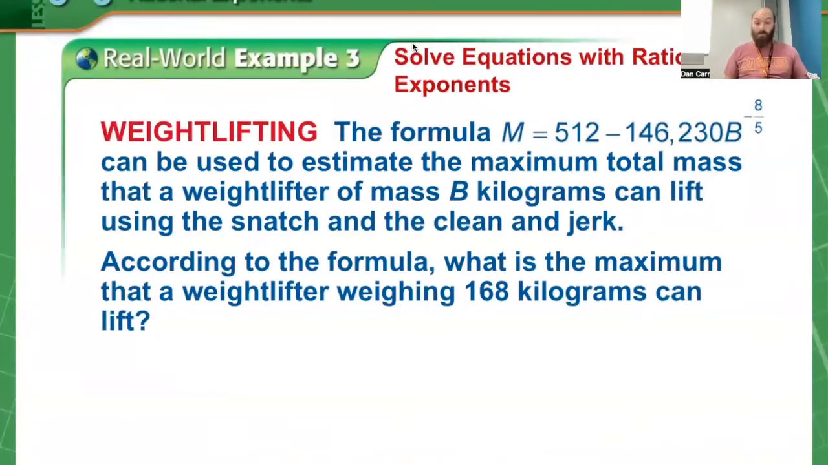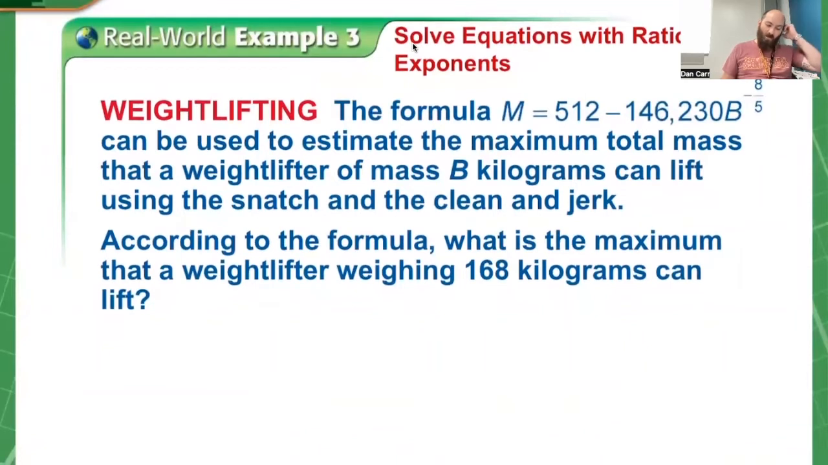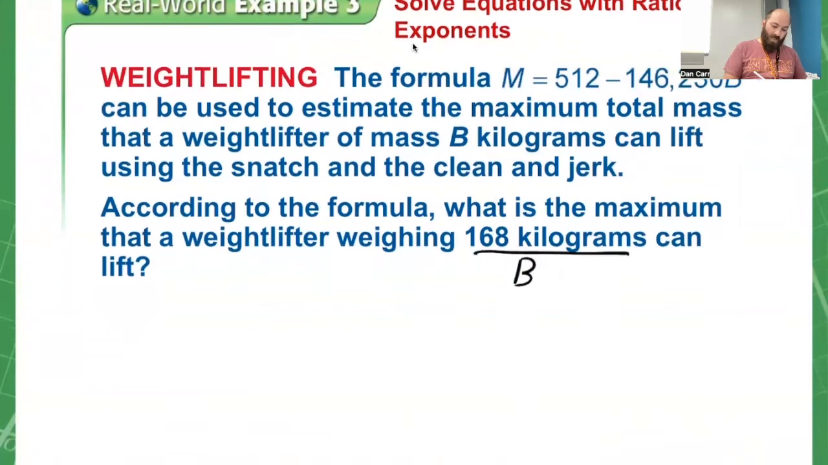So the formula, m equals 512 minus 146,230 b to the negative 8/5, can be used to estimate the maximum total mass that a weightlifter of mass b can lift using the snatch and the clean and jerk. According to the formula, what is the maximum a weightlifter weighing 168 kilograms can lift? So this is going to be my b value. Okay, so I'm just going to plug that in. So b is equal to 168.